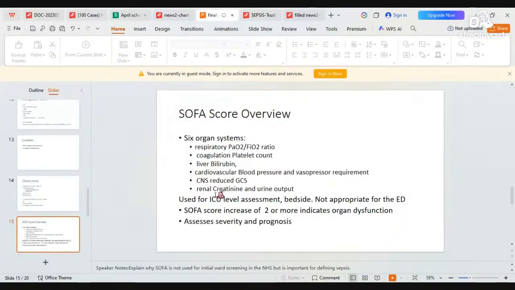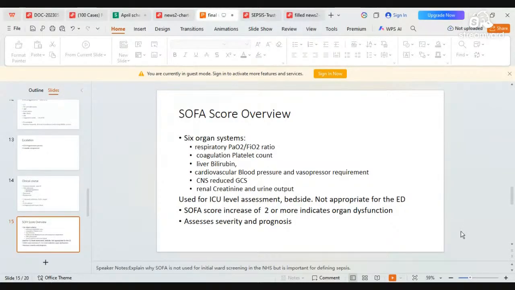You look at the central nervous system, where you are considering reduced Glasgow Coma scale. In the renal system, it considers creatinine and urine output as well. So basically, this is something you want to use in your HD or your ICU. It's bedside, it's not appropriate for ED. So if this score increases by 2 or more, it indicates that there is an organ dysfunction, and then you can use it to monitor your patient's severity and prognosis as well.